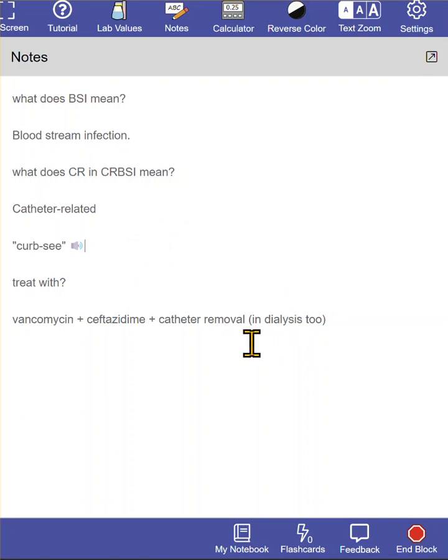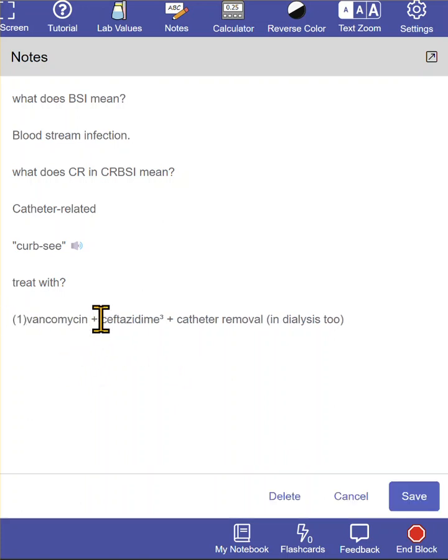So treatment with what? Vancomycin and ceftazidime and catheter removal. Ceftazidime is a third-generation cephalosporin, and catheter removal is required. So you want to give vancomycin as one. Then you give ceftazidime, which is your second thing you want to do, for sure.